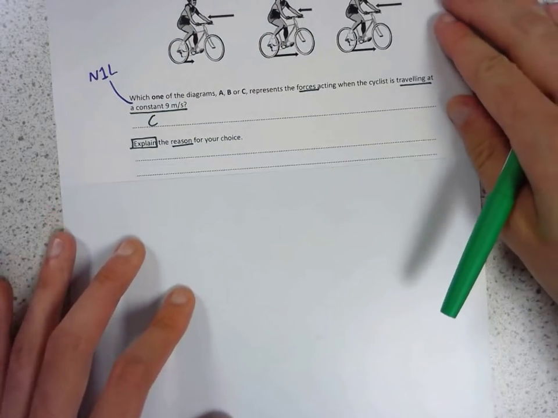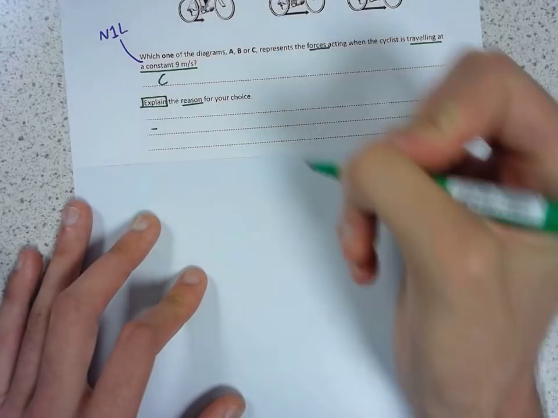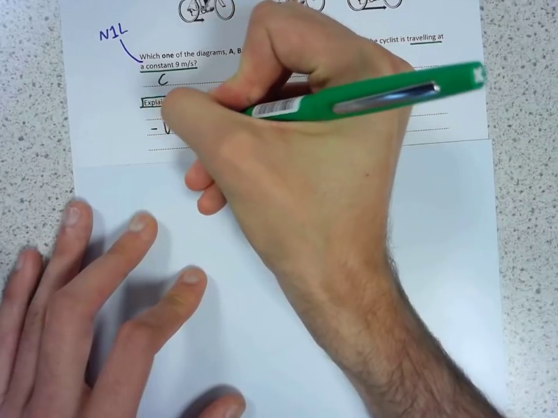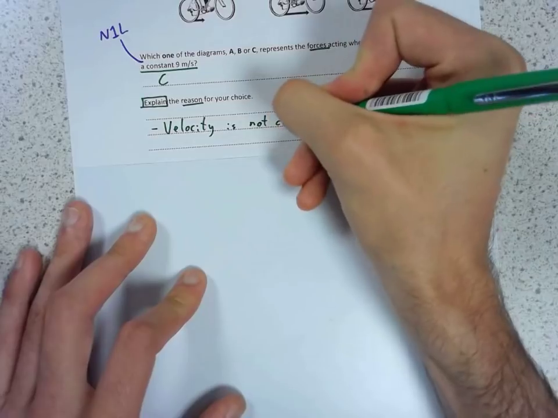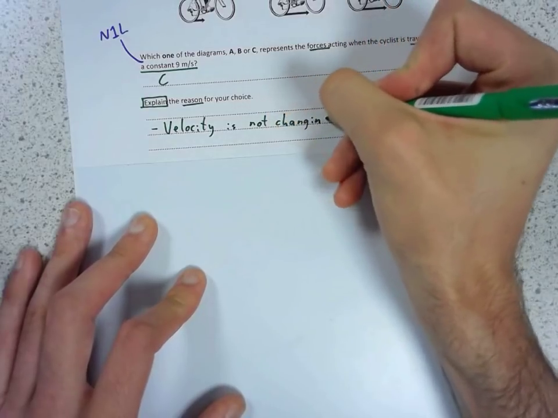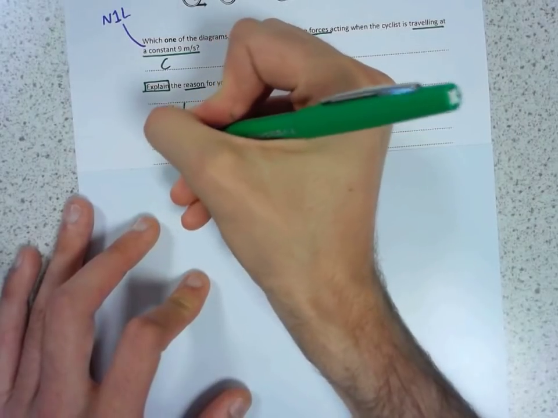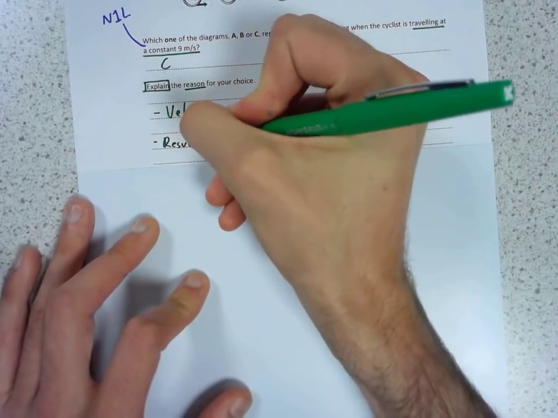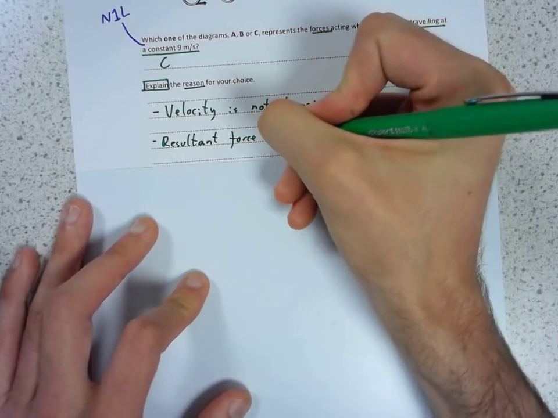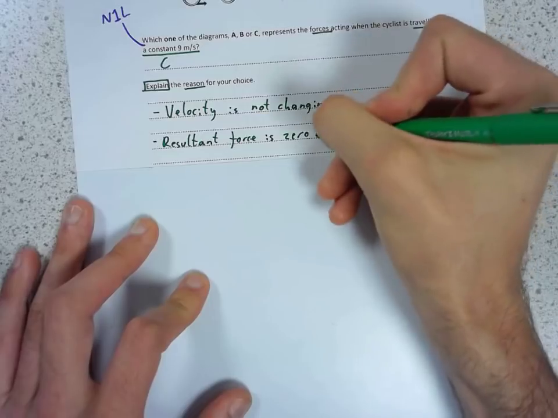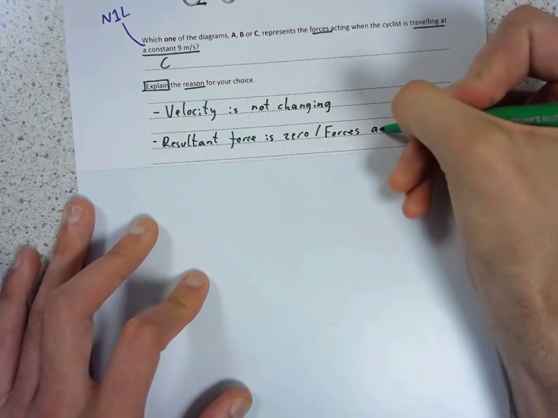Explain the reason for your choice. In C, velocity is not changing. That's 1 mark. Our second mark is for saying that the resultant force is 0. And another way of saying that is we can say the forces are balanced.